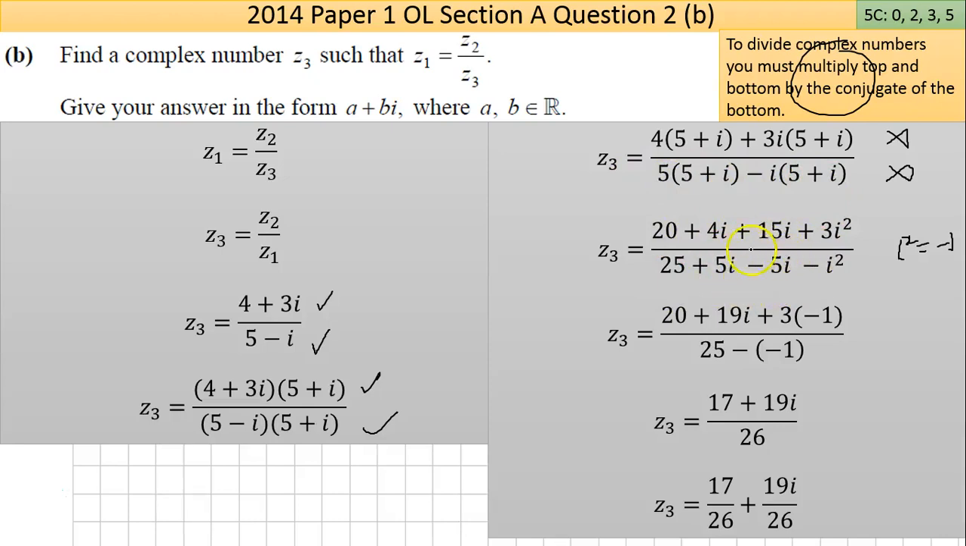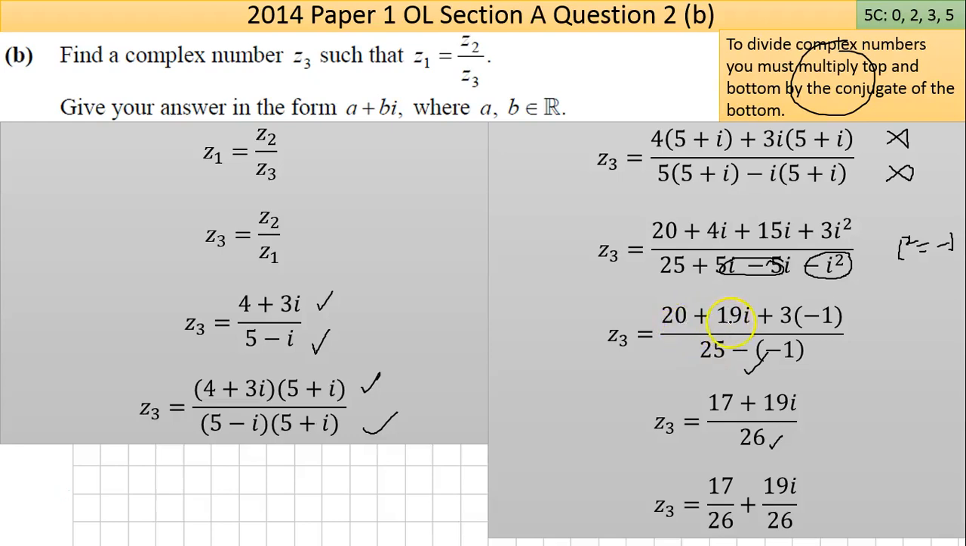You'll notice here that when you multiply a complex number by its conjugate, the i's always disappear. So those i terms cancel, and minus i squared is the same thing as minus times minus 1. I've done that here. It gives me my last step: 25 minus minus is a plus, so 25 plus 1 is 26.